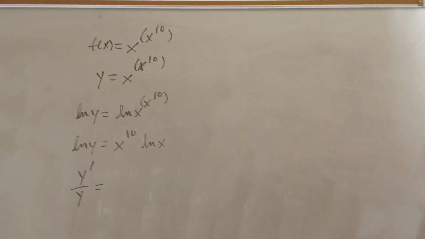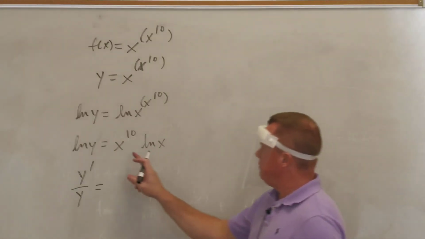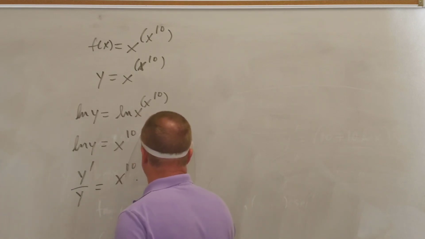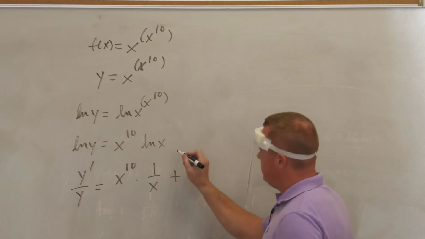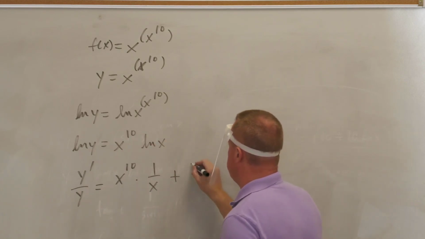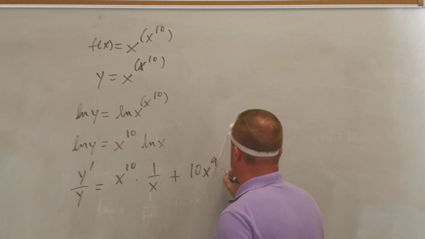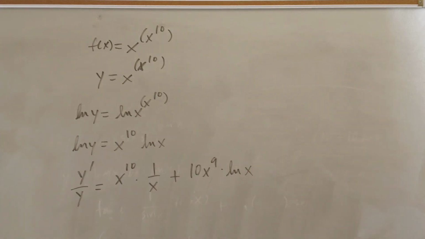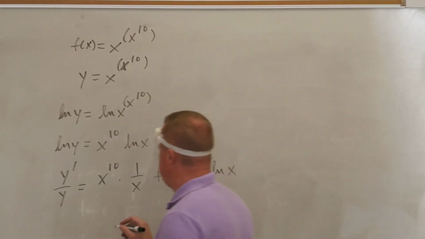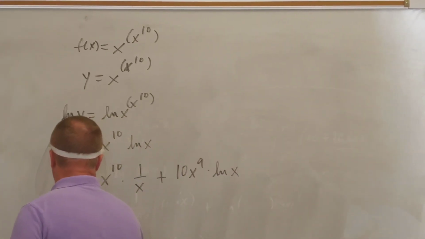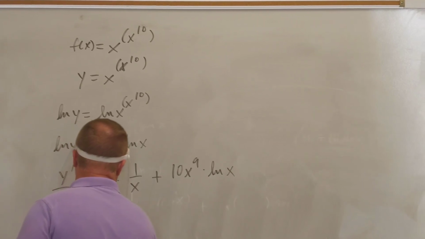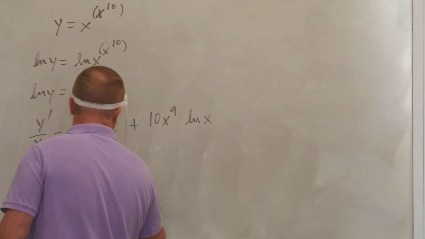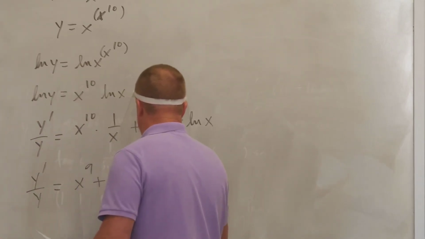The right side is a product. So I'm going to say the first, x to the 10th, times derivative of the second plus the second times derivative of the first. Okay? And that simplifies pretty easy to x to the 9th plus 10 x to the 9th ln x.